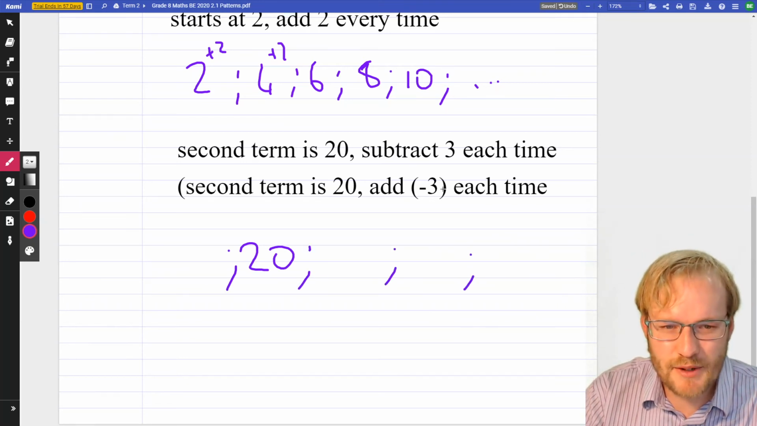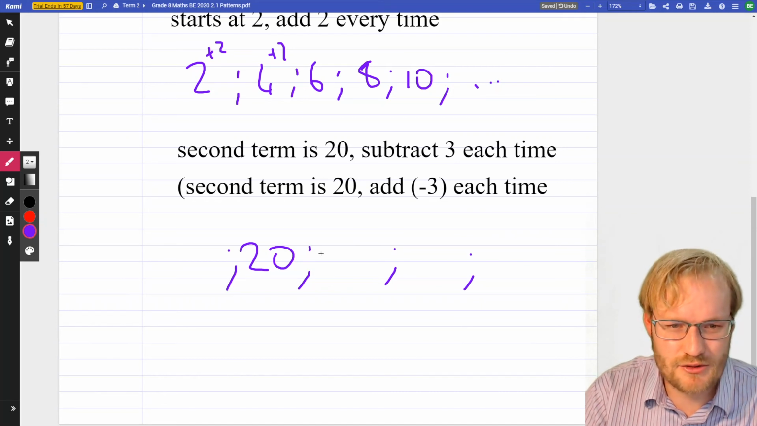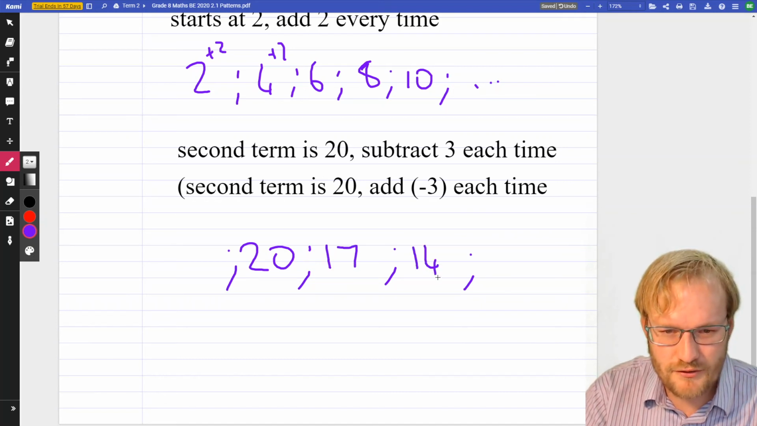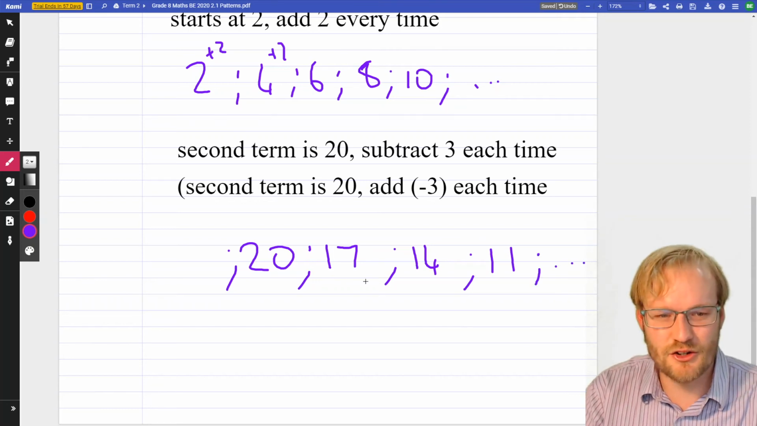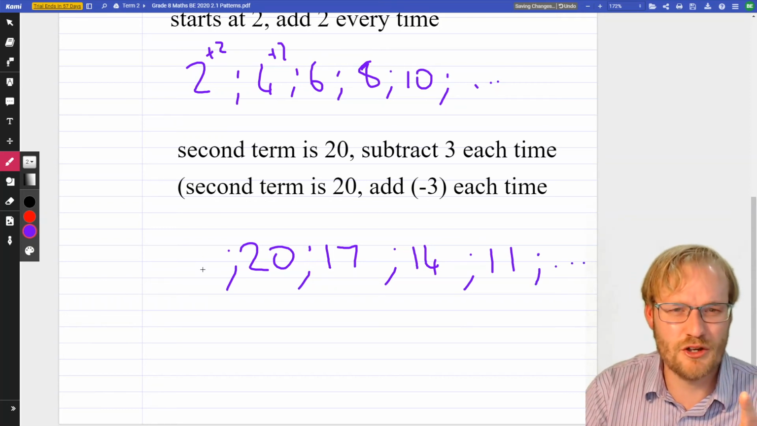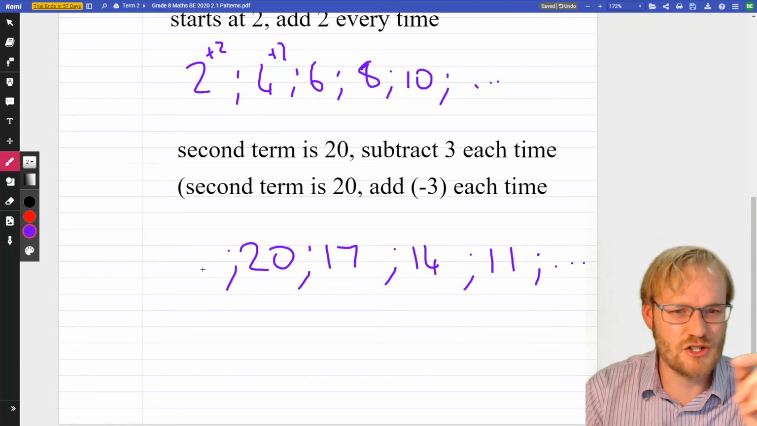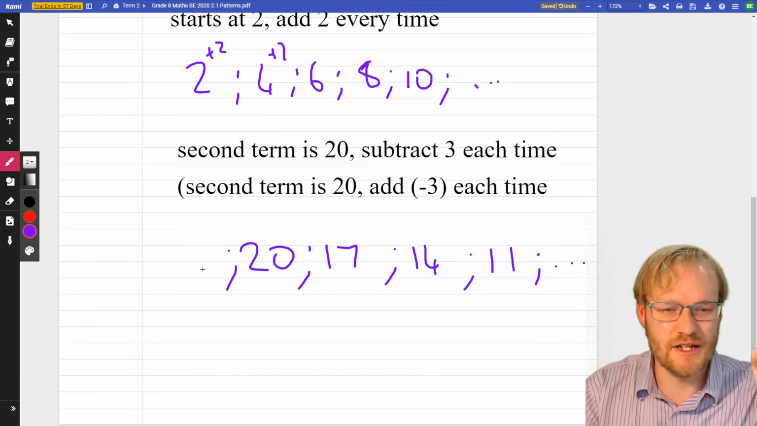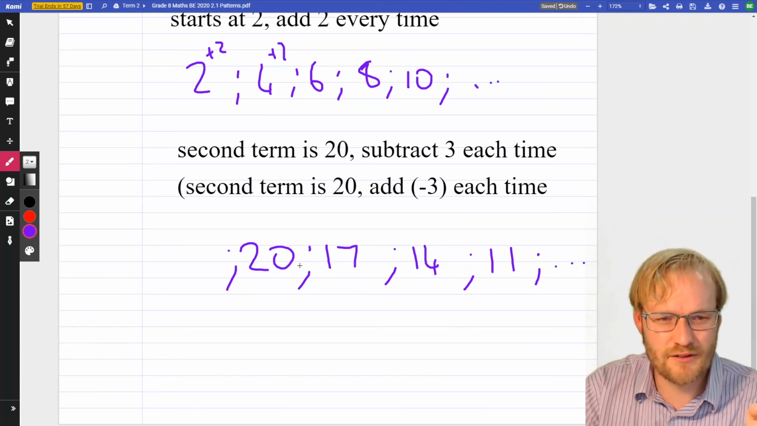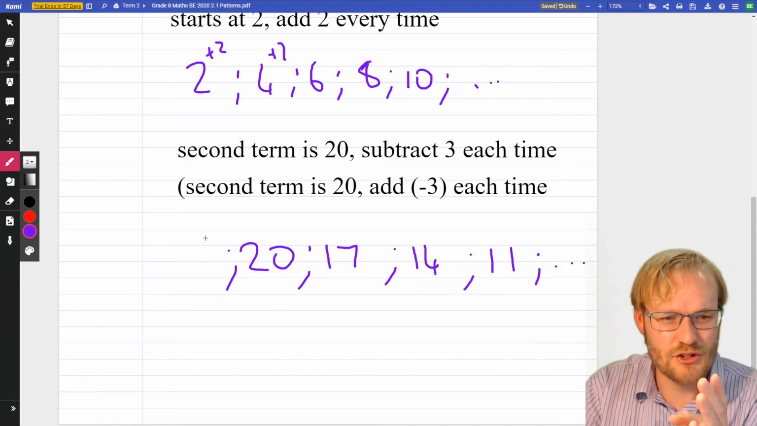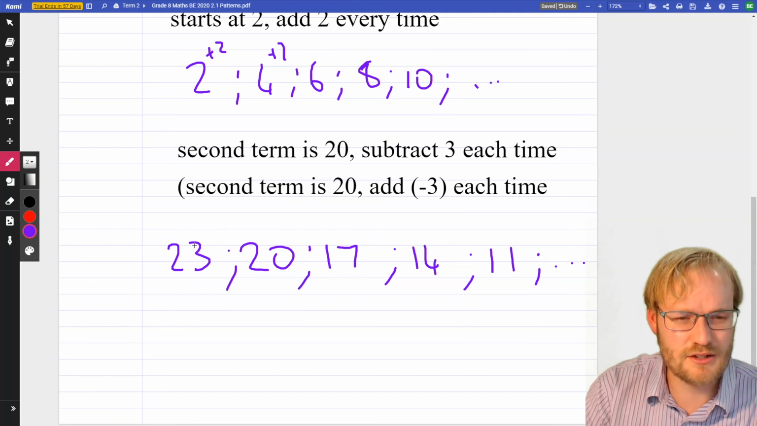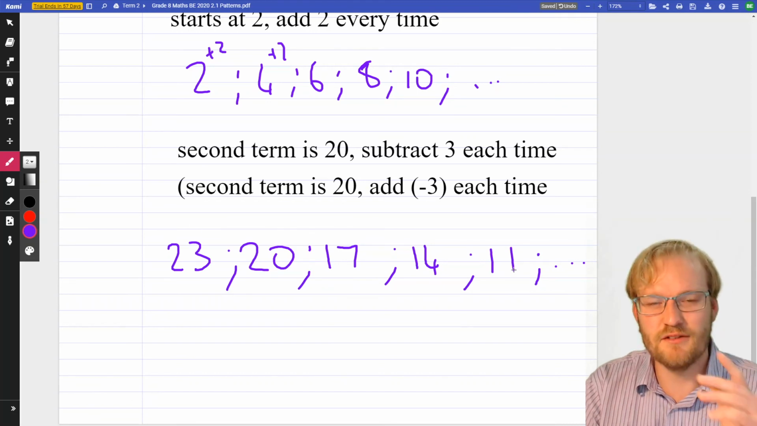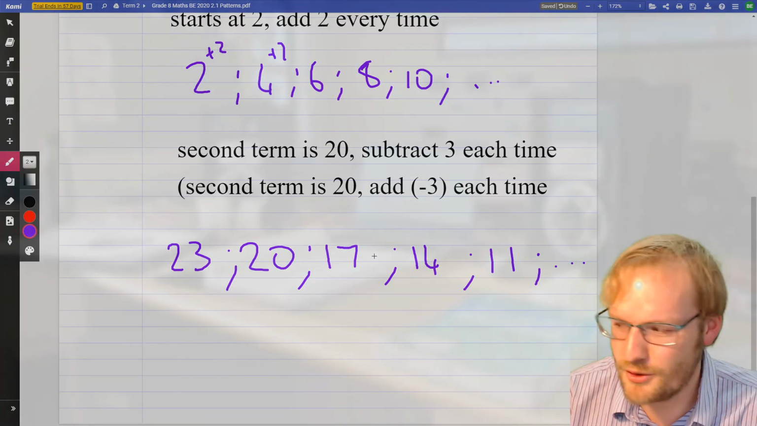Well, we're adding minus 3 or we're subtracting 3. So we're going to go 17, 14, 11, and then it's going to continue. But we've got this first term. So if we're subtracting 3 each time, or adding negative 3 each time going forwards, then if we went backwards, we should add 3. So we've got 23. Does this still work? 23, 20, 17, 14. Cool. That seems to work for me.